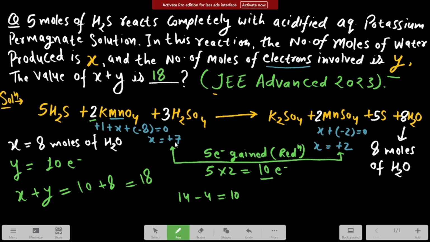Got it? And if you calculate the moles from stoichiometry also, then here is 8 and the given moles is 5 moles, that is of H₂S. So the stoichiometric coefficient of H₂S is 5 and 5 moles are given. So if you calculate this, then you will also get 8 moles of water. So there are various methods by which you can solve this question, and I have explained two types of methods for both the calculation of moles of electrons and moles of water. So this is the question. Thank you so much.